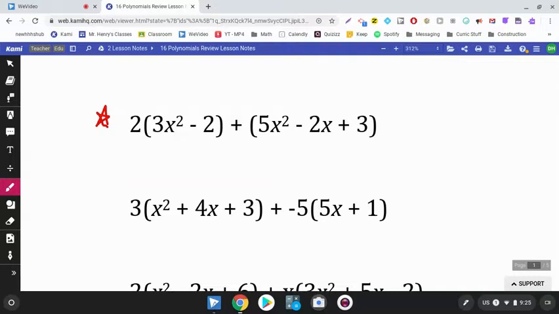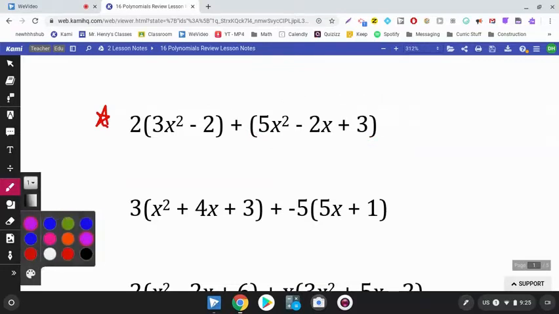2 times (3x squared minus 2) plus (5x squared minus 2x plus 3). Okay, so I've got this chunk added to this chunk, or this polynomial plus this polynomial. Well, the first thing I need to do is the distributive property.